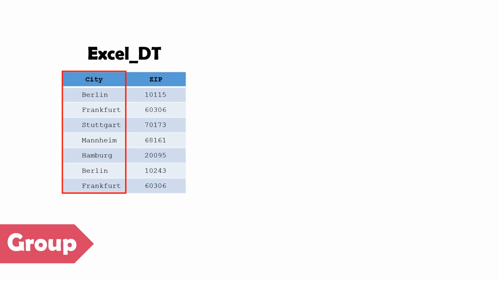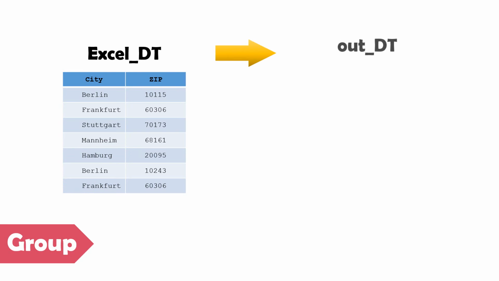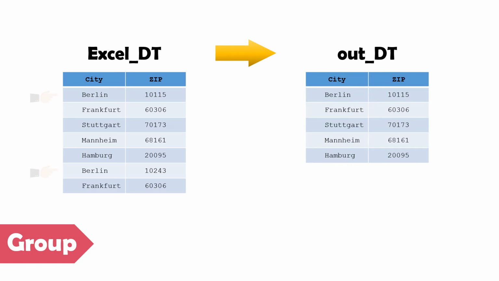I want to group the rows using the city column. After grouping the data table, I want to get the unique rows only. That means I should get this table as a result. For example, I have the city Berlin 2 times.